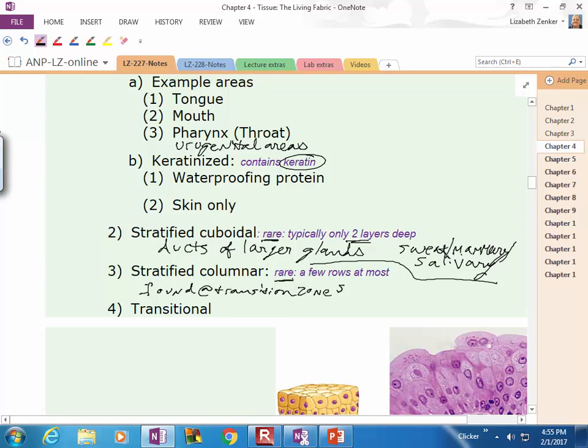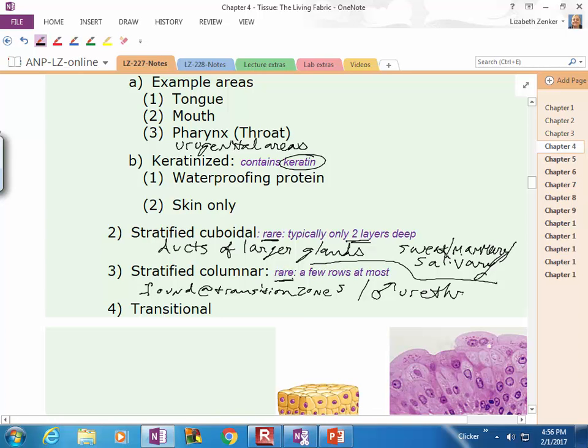So this is where we have a changing of the epithelia. For example, in the male urethra, at the beginning it's more of a stratified squamous. Then as we get further along, it becomes stratified columnar. And then if we get further along, it becomes transitional epithelium. So it's a change in the shape of the epithelia as it's going along, depending on where it's at or what's going on. So male urethra is a good example.